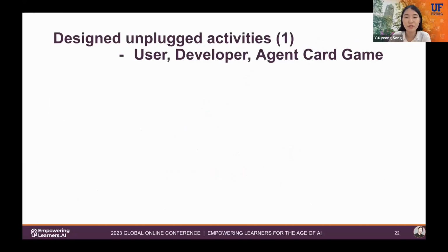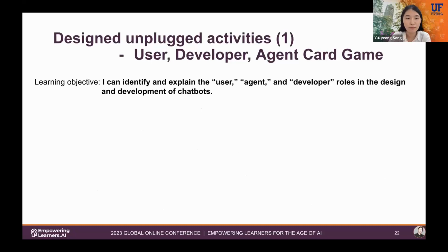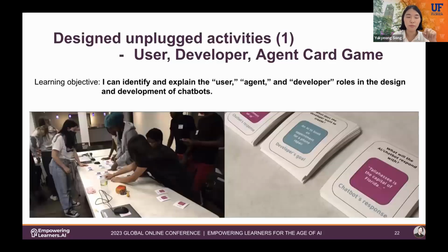The first one is the user developer agent card game. The learning objective was, I can identify and explain the user, agent, and developer roles in the design and development of chatbots. This is very important in the conversational AI learning context, because they need to differentiate the roles of user, agent, and developer. And we made it into a card game. So we have 3 stacks of cards.